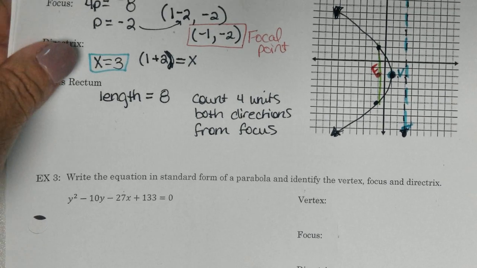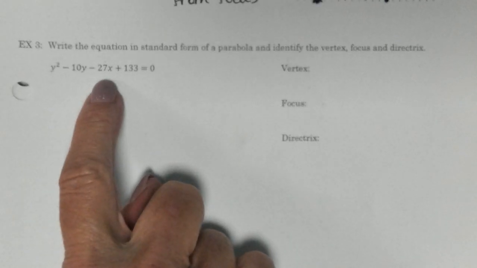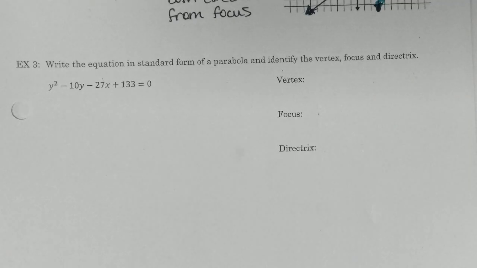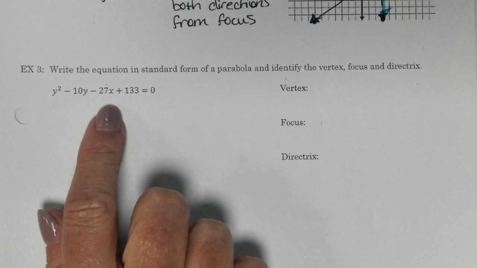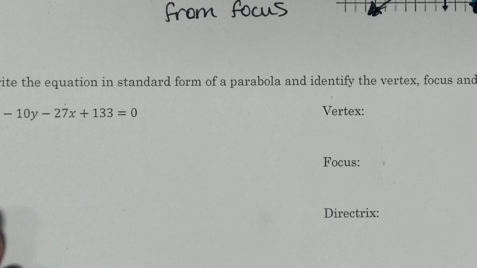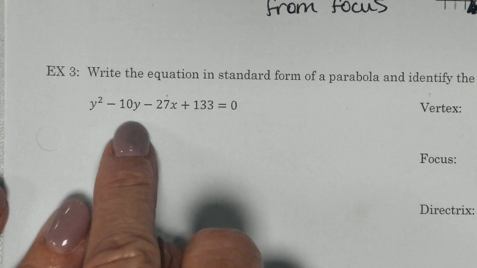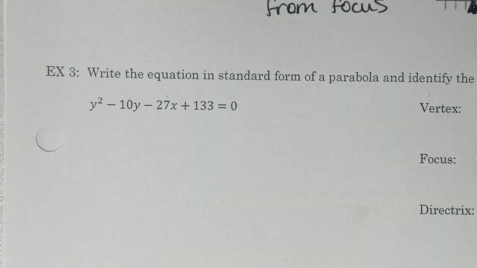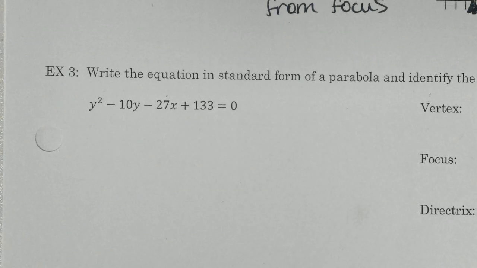Example 3. This one, you've been given the equation in general form. Let's put it in standard form and then find the key features. So this is where we're going to do completing the square. Now, I want you to look at this. I'm going to zoom in on it for just a second. Notice you've only got one variable squared. If you've only got one variable squared, automatically that eliminates a circle and an ellipse, and we haven't studied hyperbolas yet, but it would eliminate hyperbolas, because one variable squared means it's just going to be a parabola.